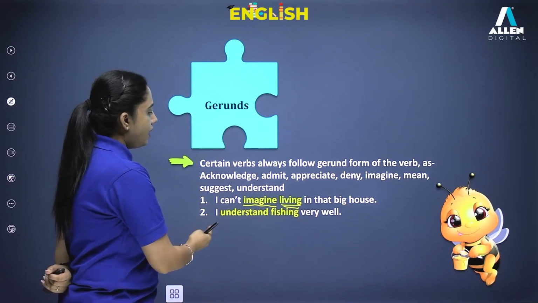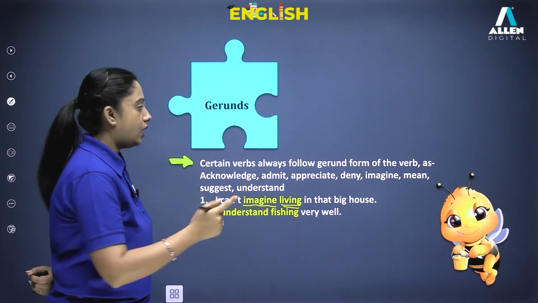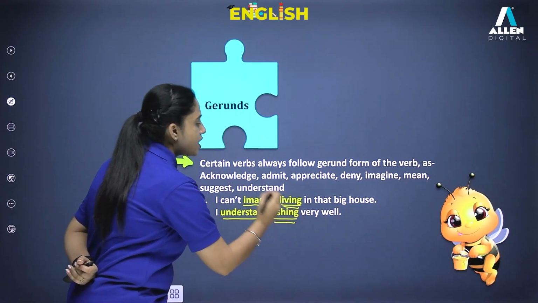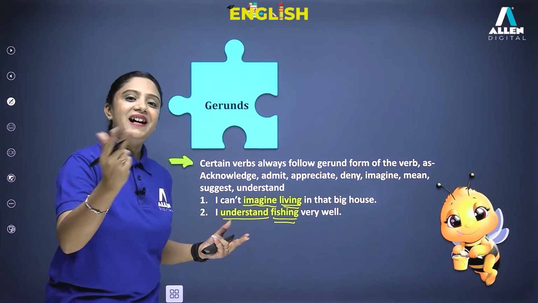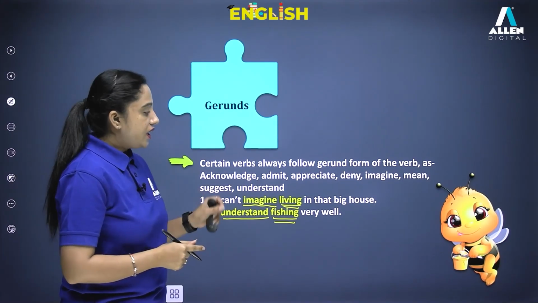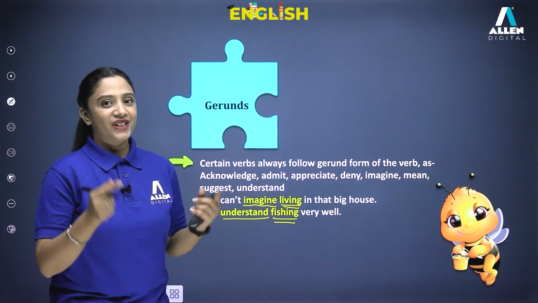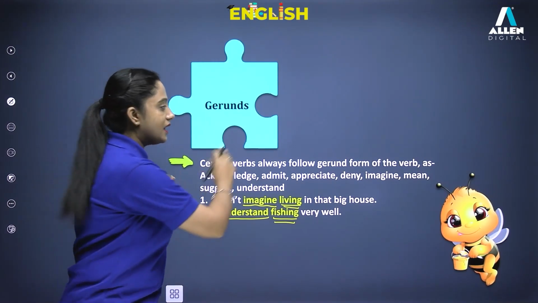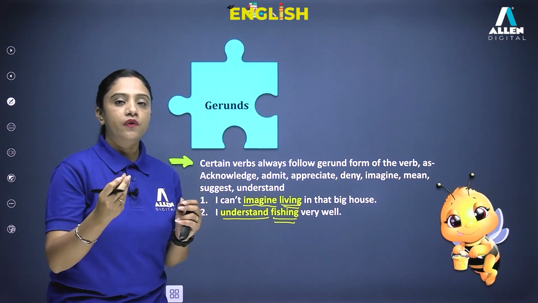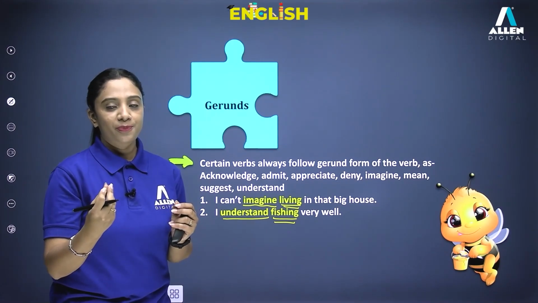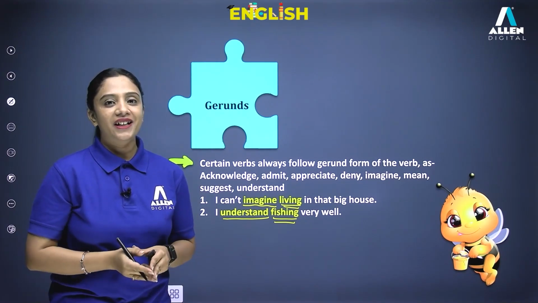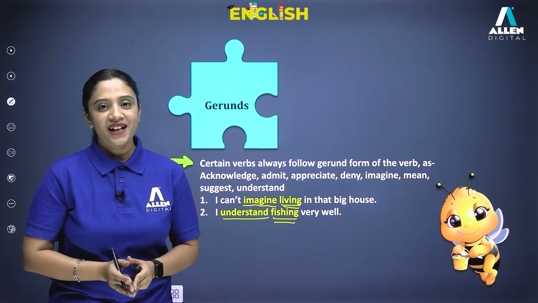Next one, I understand fishing very well. So understand is again a word from the same list, and fishing is what? Fishing is a gerund here. Again, ask a question with what. What did I understand well? Fishing. So it is definitely a gerund. These kinds of words you have to learn, that after these particular words you are always going to find a gerund only. So I hope the concept of non-finite verb is clear to you. This is all from my side. Thank you, students.